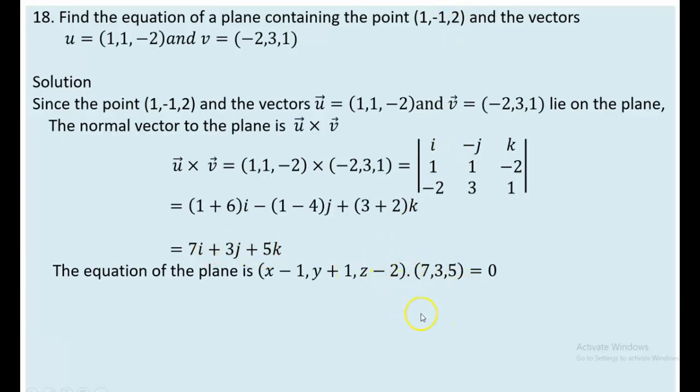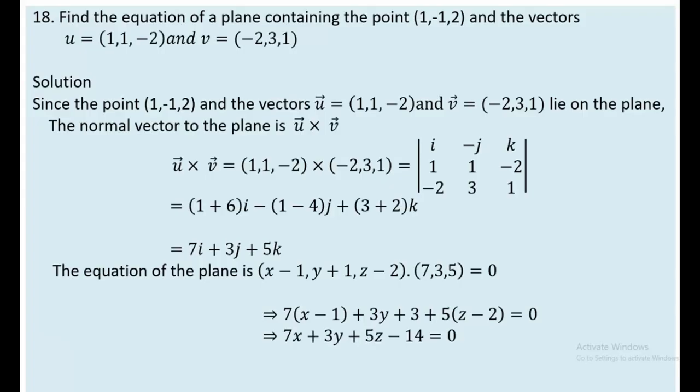This must yield 0, so from this we can obtain 7 into (x - 1) + 3(y + 1) + 5 into (z - 2) equals 0. And from this, the equation of the plane is obtained to be 7x + 3y + 5z - 40 = 0. So this is how you can obtain the equation of the plane.